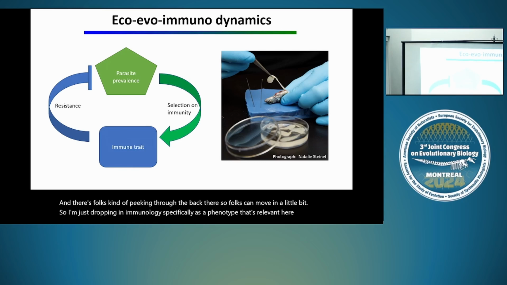So parasitism generates selection for resistance or tolerance. The immune phenotypes, and I say phenotypes plural because there's many immune phenotypes, generate resistance that change the abundance of the parasite that then change the strength of that selection all over again. And I'm showing some pictures here. This is a tapeworm coming out of a stickleback, other tapeworms that came out of that same individual stickleback.